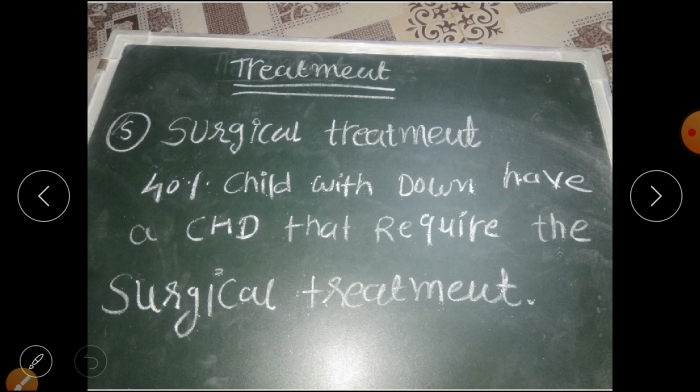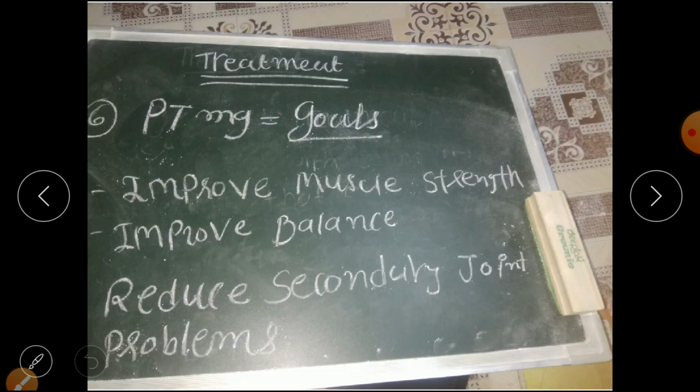Then surgical treatment. Among the signs and symptoms of Down syndrome, we see that congenital heart defect is more common in this type of patient. About 40% of children with Down syndrome have a CHD, that is congenital heart defect, like tetralogy of Fallot and VSD, ventricular septal defect. So these anomalies require surgical treatment.